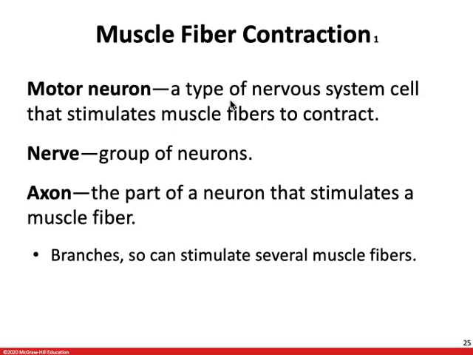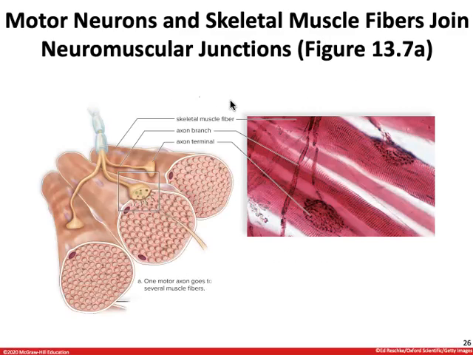A nerve is simply a group of neurons running either to or from the muscle to the rest of the nervous system. Axon is going to be the part of the neuron that stimulates a muscle fiber, and it's going to branch out so it can actually stimulate several different muscle fibers at once. So here's an example. Here is a large motor neuron that's coming down. It's going to have these axons that are going to branch out, and so this one neuron can stimulate multiple muscle fibers all in one go.